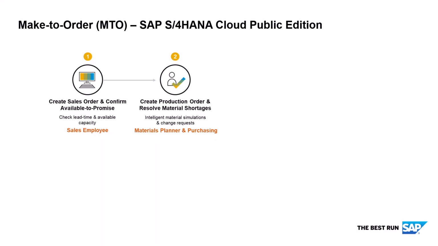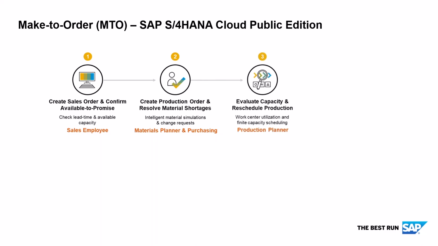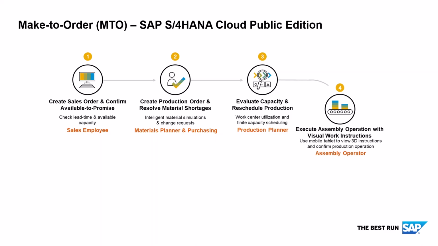This will result in a change request where purchasing will carry out the approval and follow up with a goods receipt. The production planner will then take over to evaluate the capacity and schedule the production order. This is followed by the assembly operator who will use his mobile tablet to review a 3D animated work instruction using a link to SAP's Visual Enterprise viewer and then confirm the operation as completed, including backflushing the materials consumed.